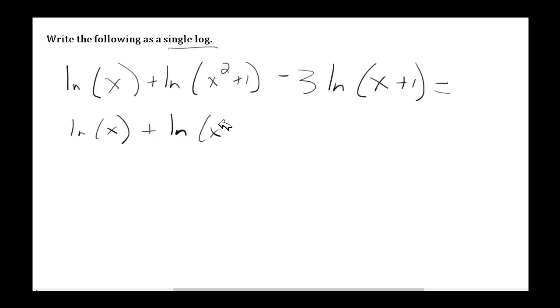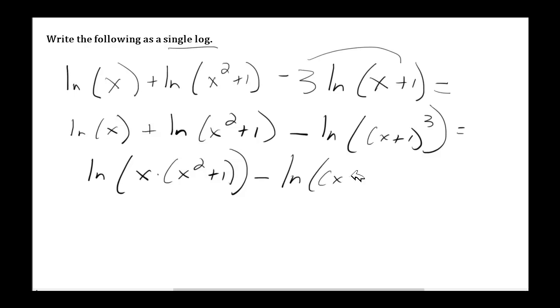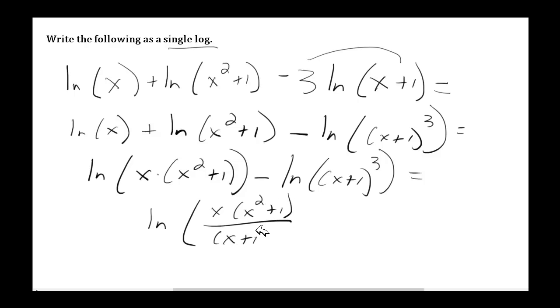Same with this guy. But here the first thing I'm going to do is move that 3 up. So minus sign stays minus, so ln of (x plus 1) cubed. Okay, and now here I have addition of two same base logarithms. That turns into multiplication of the inputs. And finally I have subtraction of two same base logarithms. So final answer here is ln of (x squared plus 1) over (x plus 1) quantity cubed.